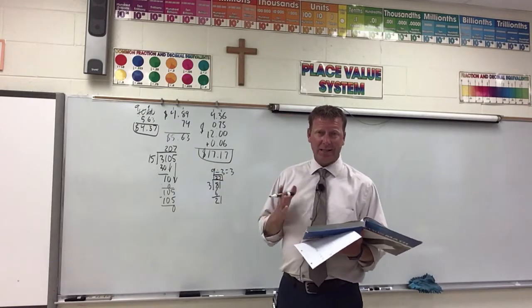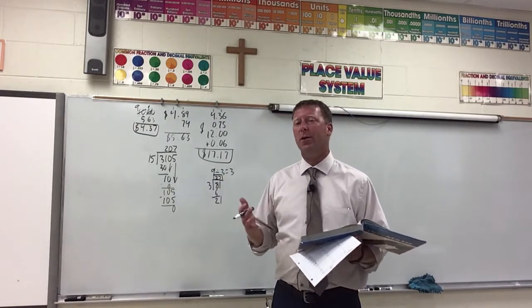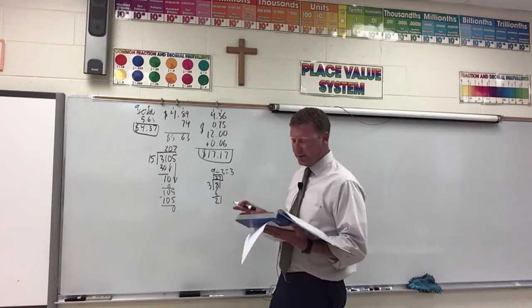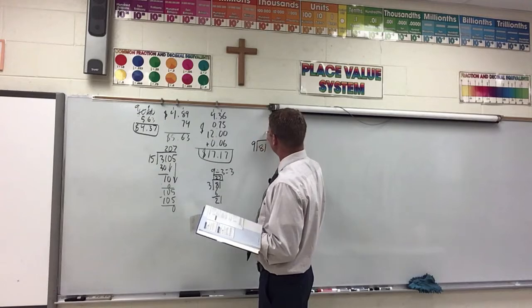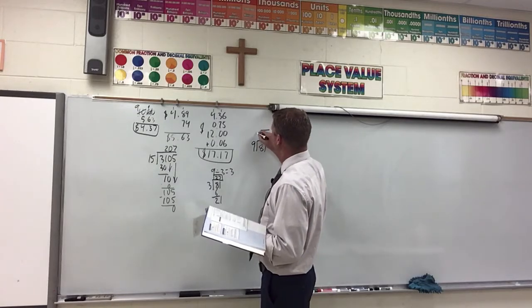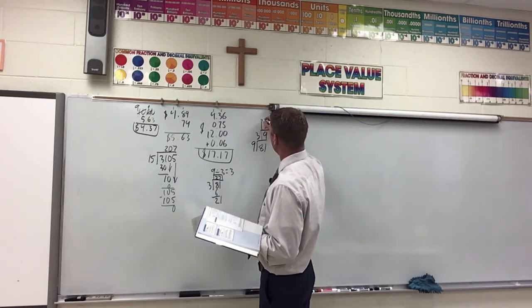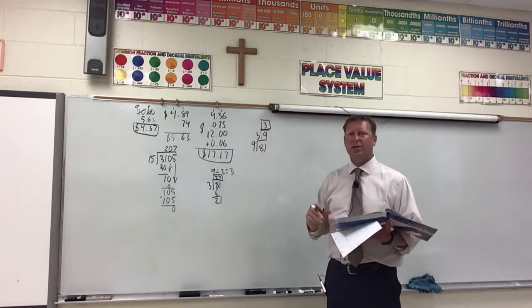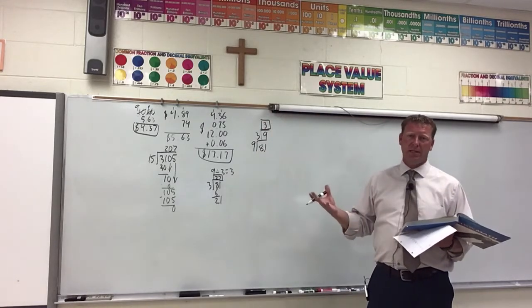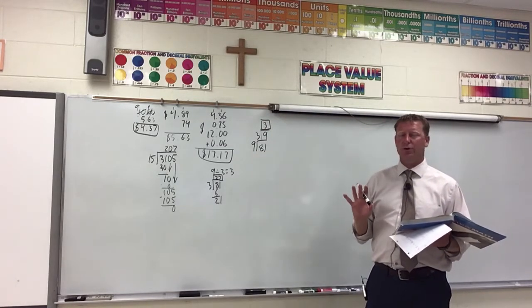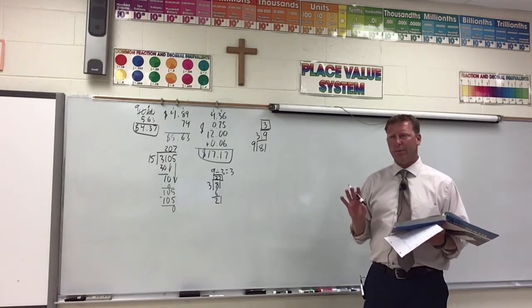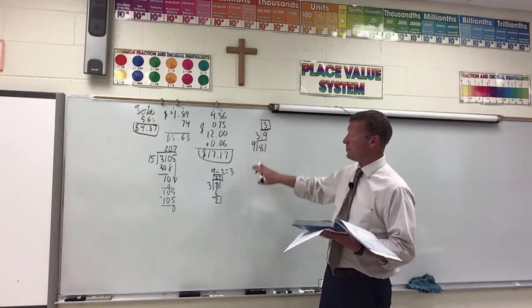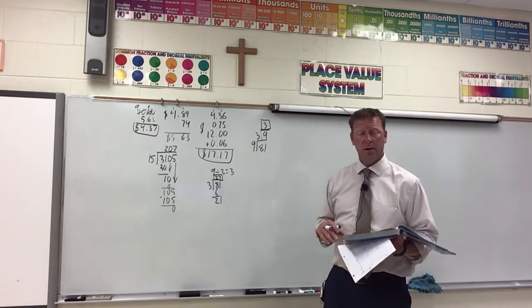Number 17, same numbers, different numbers in parentheses. Let's see what happens. Step 1, 81 divided by 9 gives me 9. 9 divided by 3 gives me 3. Notice different answers. Now what 16 and 17 showed us is there's no associative property of division. I got 2 different answers, same numbers, different groupings, different answers.